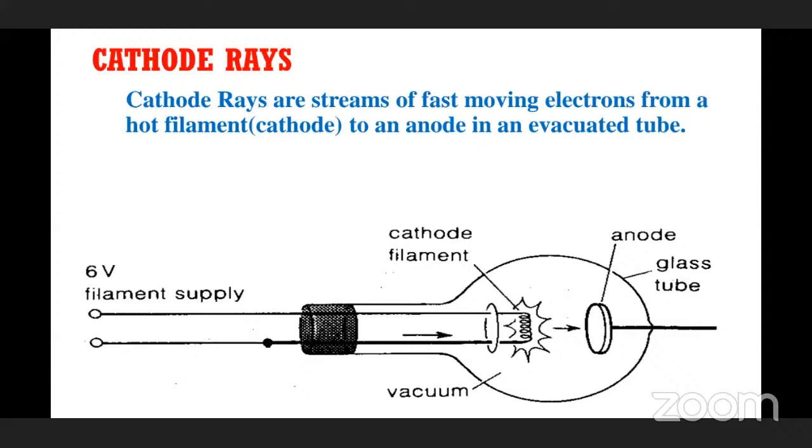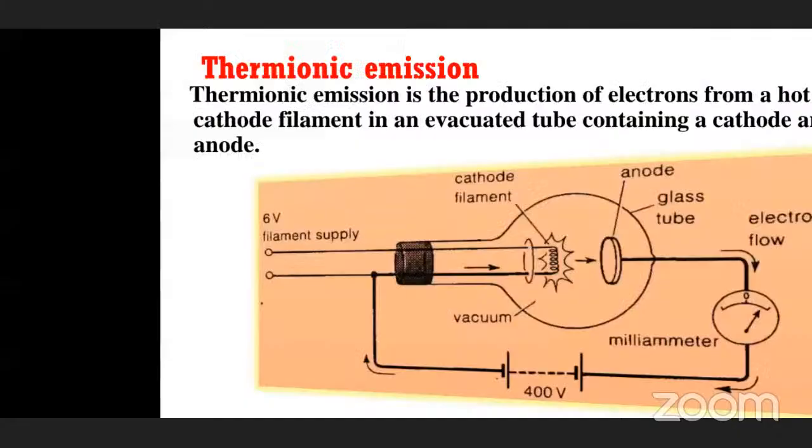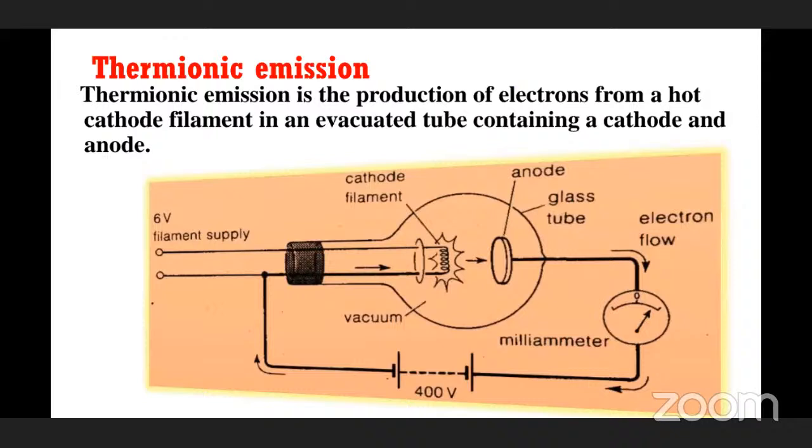And you can see we have a 6-volt filament supply. That one is for heating. Then you have the cathode filament. This way we are trying to eject some electrons. So we are saying that thermionic emission is the production of electrons from a hot cathode filament in an evacuated tube containing a cathode and anode.